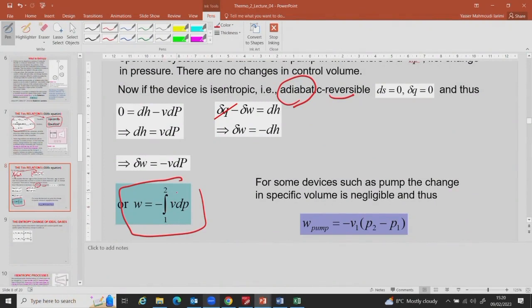For some devices such as pumps, which deal with liquids, the specific volume from one pressure to another doesn't change much. I mean, the volume of the water doesn't really change much if you go from 1 bar, let's say, to 5 bar in pressure. That's why it's still liquid. So we can take this out of the integral, and you will end up saying that the pump work is the specific volume times the change of pressure. This is a very important formula. Next week, while we're analyzing a Rankine cycle and calculating the pump work, we will be using this formula a lot.